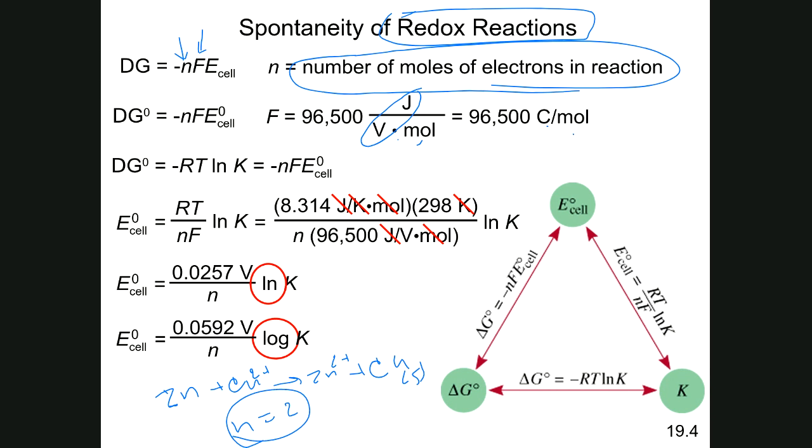So N, we can find out based on the chemical reaction, how many electrons are being transferred. If you balance the equation based on half reactions, just before adding the electrons, the number of electrons that is the same on both sides is the number of electrons being transferred. F is a constant number, and then E cell is going to be calculated.